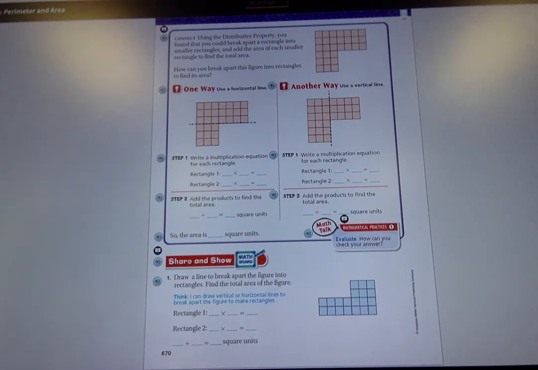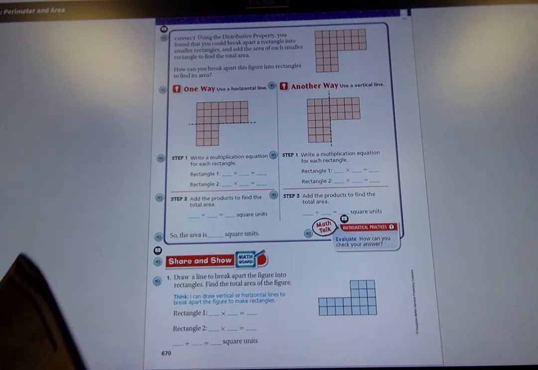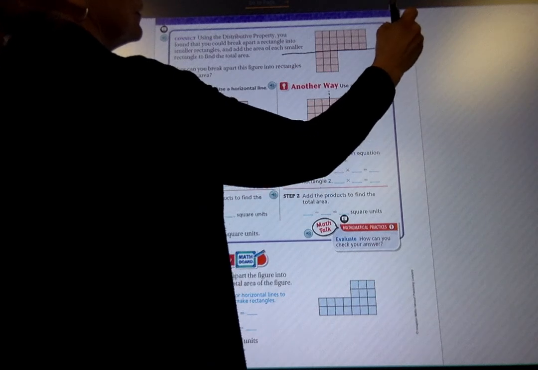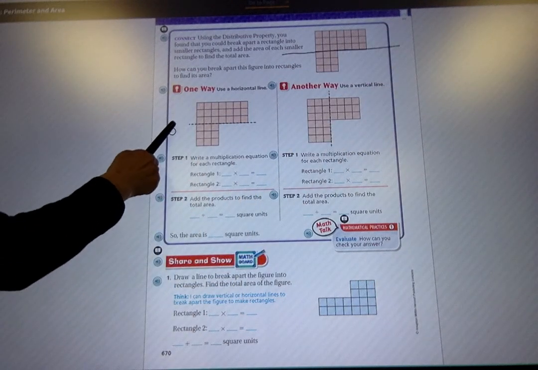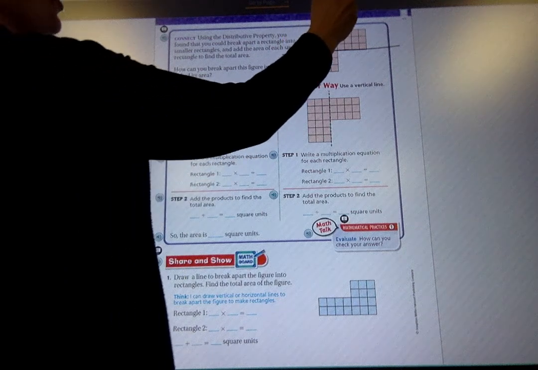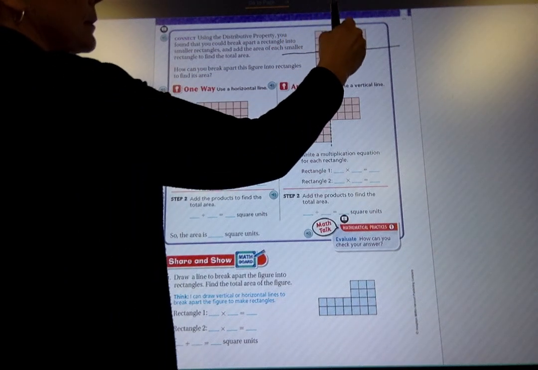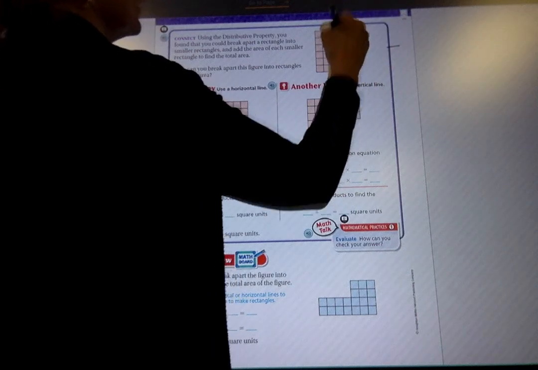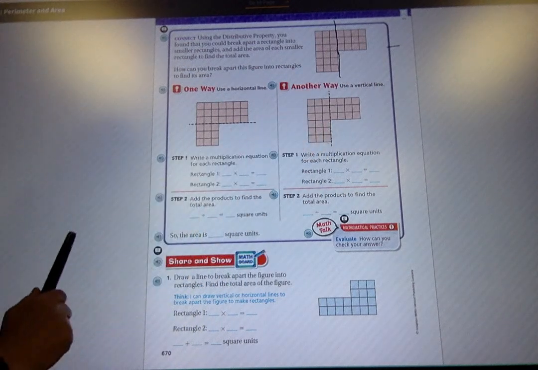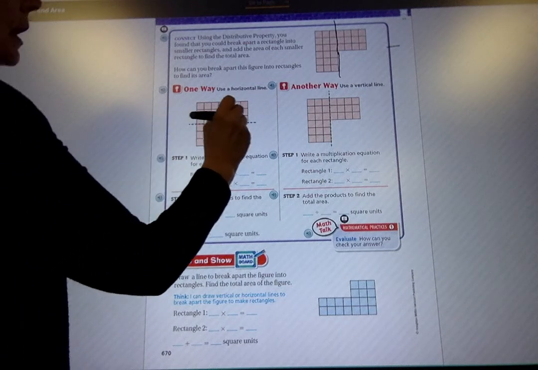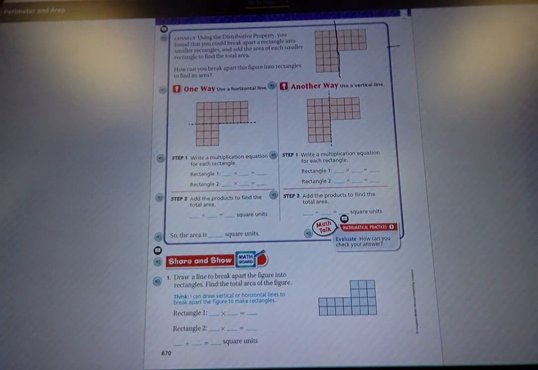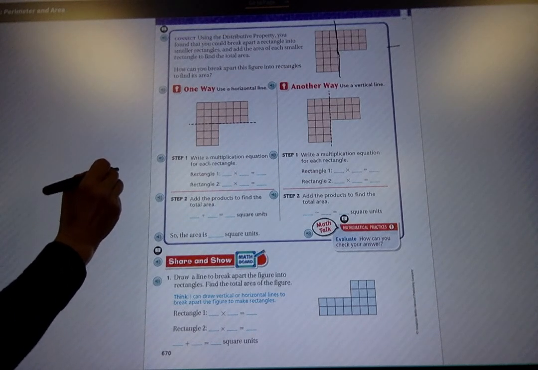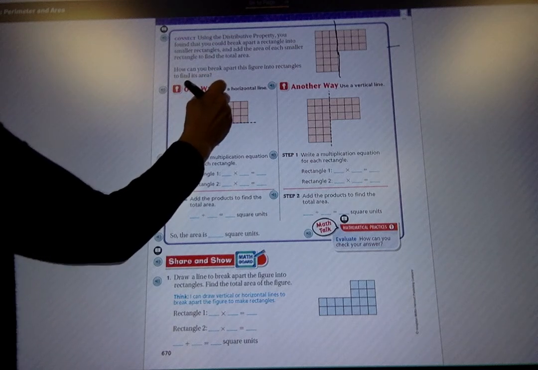Well, I see a couple of ways that we could do that. We could cut it here, just like this, or we could go this way and we would have these two figures. So we can use a horizontal line or a vertical line. Write a multiplication equation for each rectangle. Well, this is going to be rectangle 1, and this is 2.